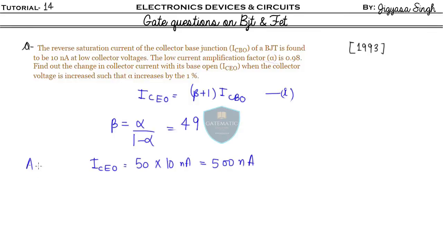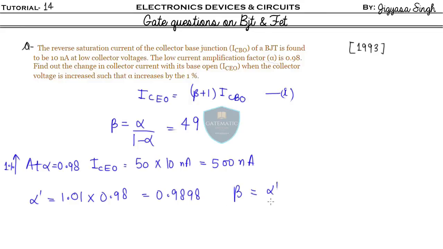Now this is at alpha equal to 0.98, but we are increasing this by 1%, right? So what will be alpha dash, the new alpha, which is increased by 1%? It will be 0.01 into 0.98 added to 0.98, which is 0.9898. Now let's calculate beta for this. This will be alpha dash over 1 minus alpha dash, so this will come out to be 97.